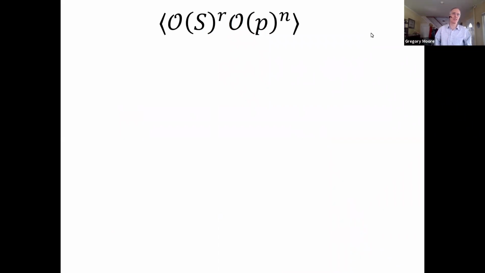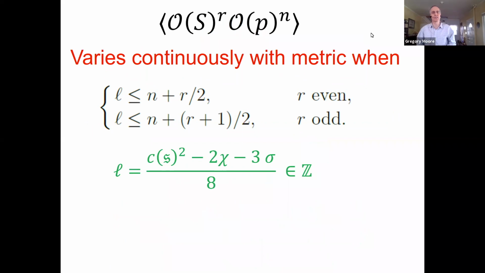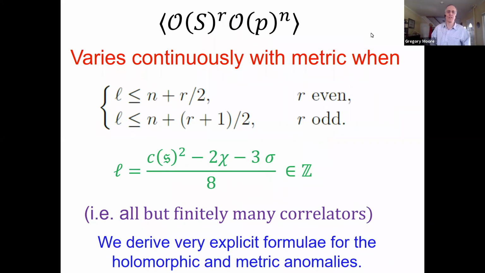In fact, most correlators vary continuously with the metric. So if you look at a correlation function like this, with fixed r and n, it varies continuously with the metric when n plus r over 2 is sufficiently large. In other words, it's bounded if it's larger than this integer L that I defined before, which means all but finitely many correlators are actually not topological, but we can derive very explicit formulae for the holomorphic and metric anomalies, so we understand very well how it depends on the metric. I should say something very similar was observed by Edward and me in the N_f equals 4 case also.